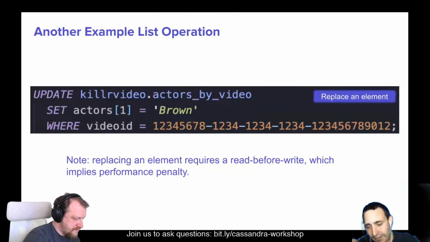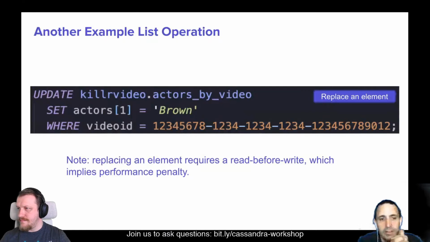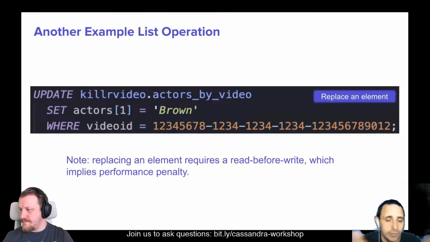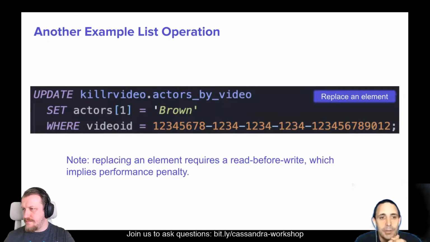Actors bracket 1, I will fetch the second item of my list, because yes, we start at 0 like every programming language. But pay attention. Now Cassandra needs to figure out that the second item really exists in the list. So there is a read before the actual update. So this request will be twice slower than not providing the indexed notation like that.